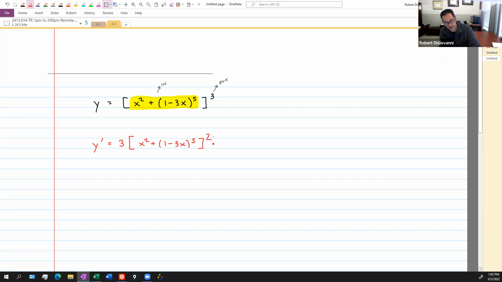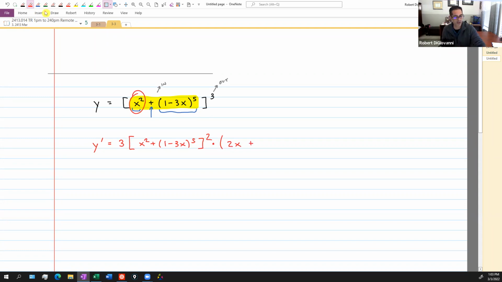Then times, now we have to take the derivative of what's in yellow. But I have an addition symbol between the two things, right? And when I take the derivative of two things that are being added, I can do them individually. So I'm going to put a parenthesis here because I'm going to have two different things here. So that multiplication has to be able to distribute through to both of the derivatives. The derivative of x squared, that's a clean derivative. That's just 2x. But then I have plus.